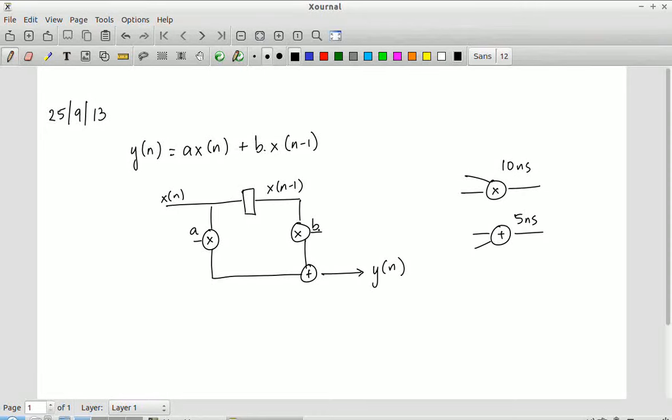Okay? So once we have designed it to this level, what we find is, we can straight away do the analysis that we had earlier. What is the maximum frequency or clock frequency at which this circuit can work? Assume that x of n itself is coming from some register outside. They are not part of the circuit that I am drawing over here. And similarly, this is in turn going to some other registers at the output. Okay? With this assumption, what is the maximum frequency at which this circuit can work?